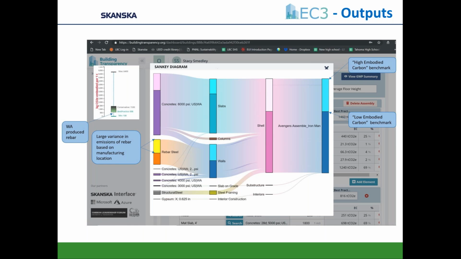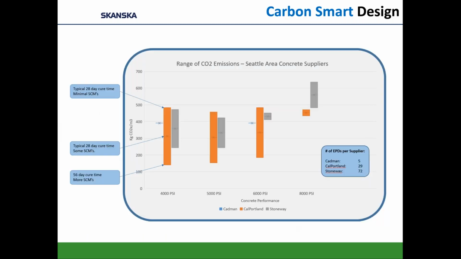Just an example on the left for rebar for this project in Washington. There is this variability in the rebar, and we know that the Washington produced rebar is down at that lower level. So there's something that we would be able to claim on this project. Next slide. This is the next iteration of the graphics that will be available as we develop the tool.